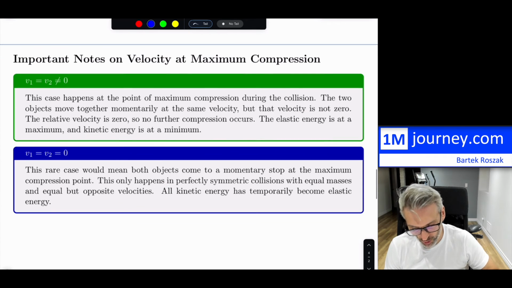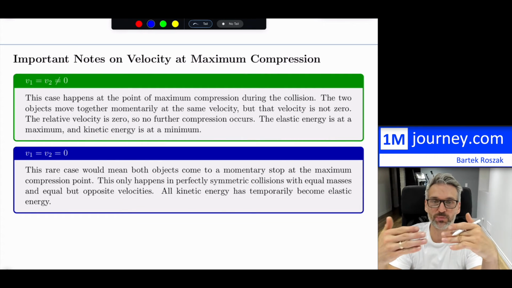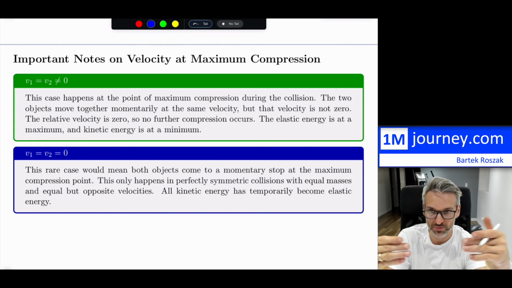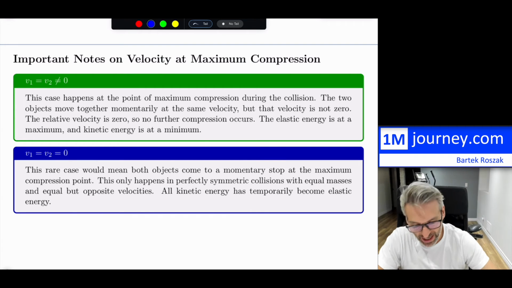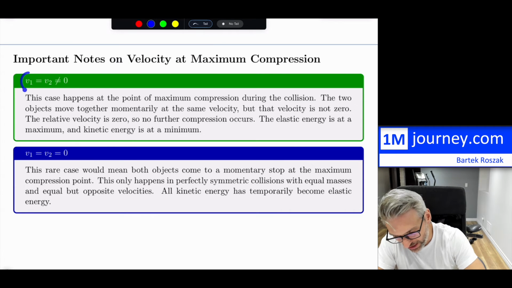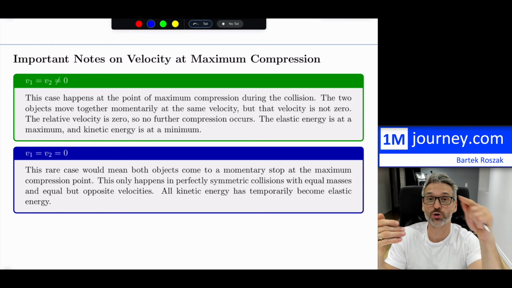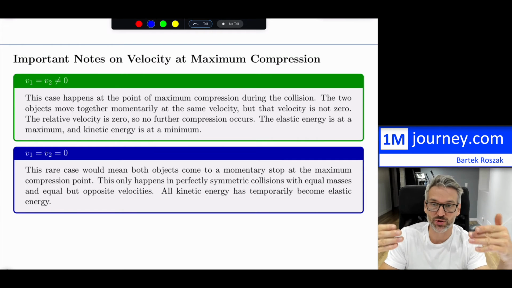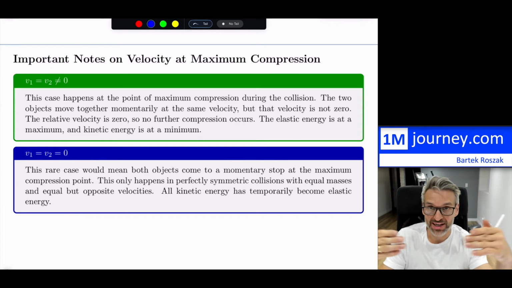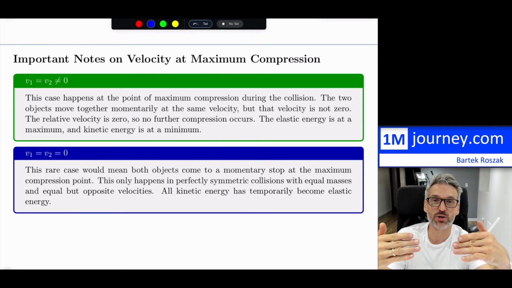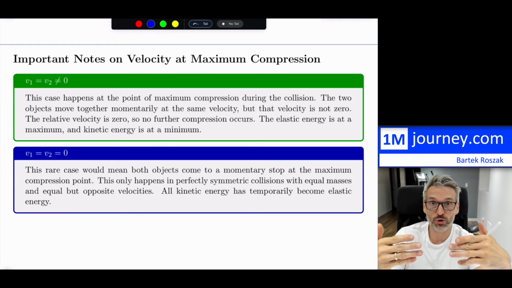Now, just a note I want to give you. There are two important items when you have maximum compression of that particular spring, or at least the maximum amount of elasticity that gets passed along from the kinetic energy. So there are two cases that can happen. Here I wrote V1 and V2, and I am referring to the velocities during the collision. At the maximum amount of compression, these two will be equal, so they'll be moving at exactly the same speed.